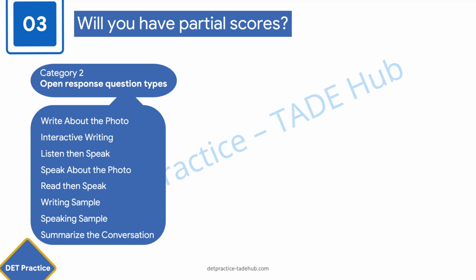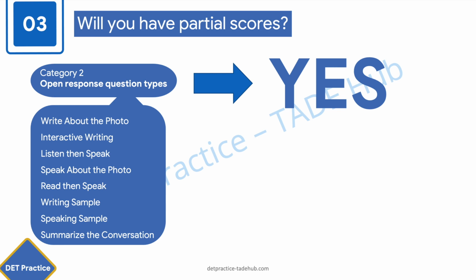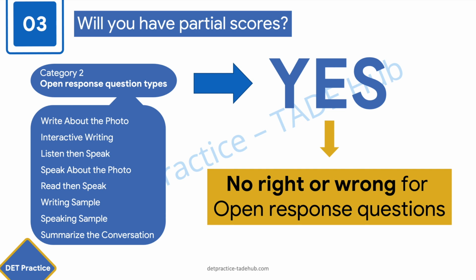Regarding the category 2 open response question types, we have all the following question types. Yes, you will definitely have the partial score. There's no right or wrong answer for each question in the open response question types. It wholly hinges on your performance, your answers, and we already know all the grading aspects that the Duolingo English Test uses to evaluate your skills. So make sure that you improve your skills based on the grading elements as well.